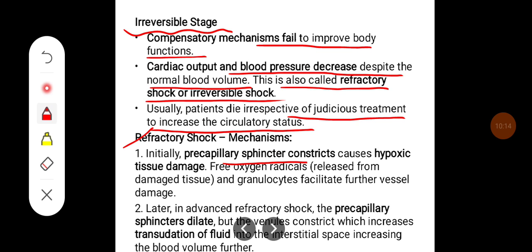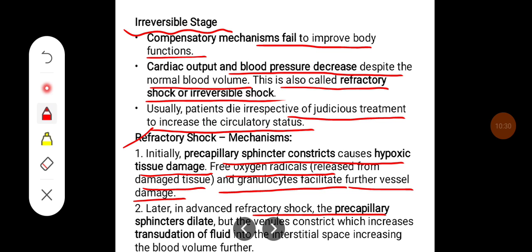Initially, precapillary sphincter constrict causes hypoxic tissue damage. The free oxygen radicals, which are increased from the damaged tissue and granulocytes, facilitate the further vessel damage. Later, in advanced refractory shock, precapillary sphincter dilate, but the venules constrict, which increases transudation of fluid into the interstitial space, decreasing the blood volume further.